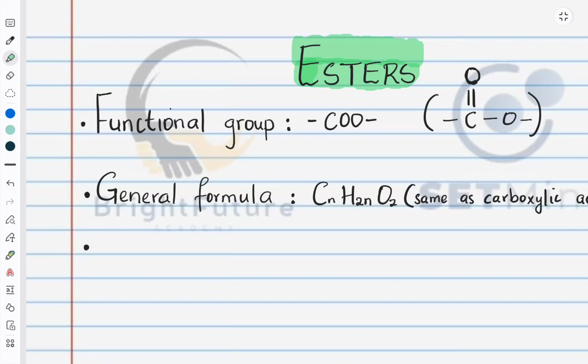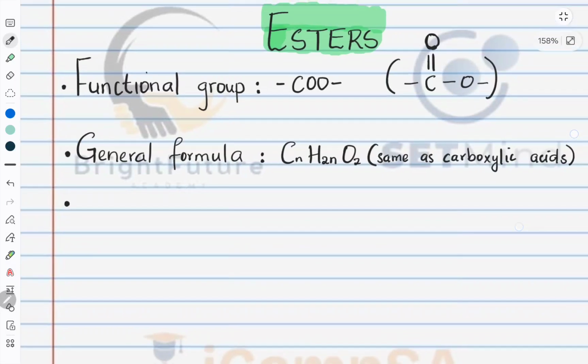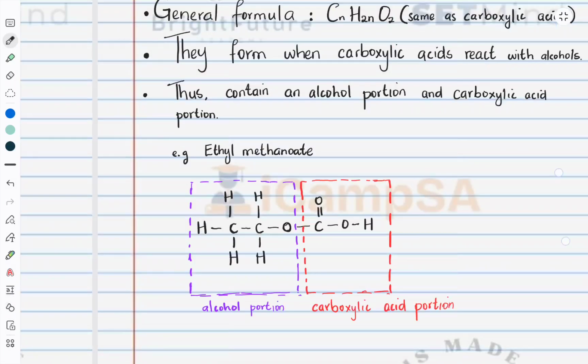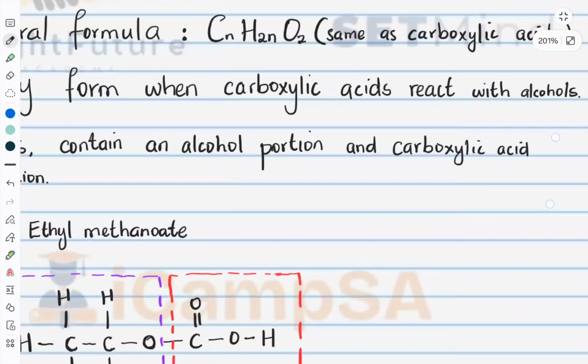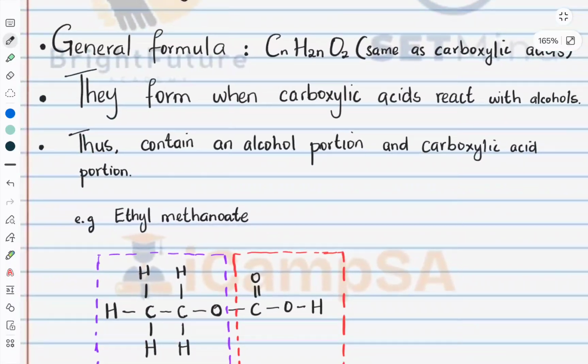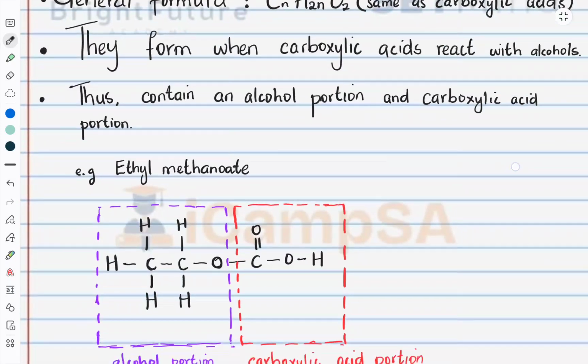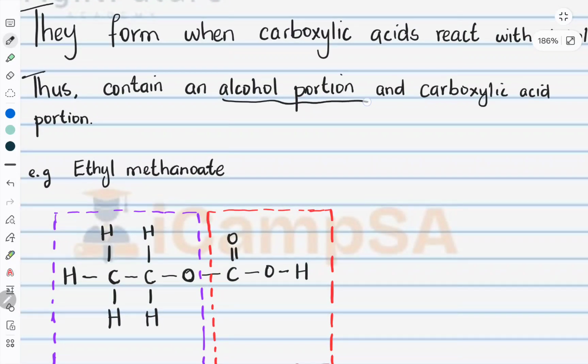If you check this functional group alone, I'm sure you've seen this whole part in carboxylic acids, right? So that's one thing about esters. And now, like I said, they form as a result of alcohols reacting with carboxylic acids. So when carboxylic acids react with alcohols, that's how we form esters, and as a result they contain an alcohol portion and also a carboxylic acid portion.